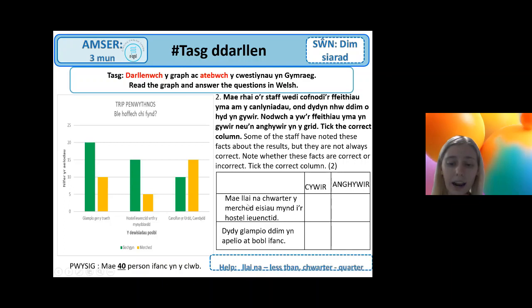So it says mae llai, so llai is here, so less than, quarter is here, so less than quarter of the merched. Merched we've had before. Eisiau mynd i hostel ieuenctid. So you're looking at hostel ieuenctid, and is it less than a quarter of the girls would like to go there?